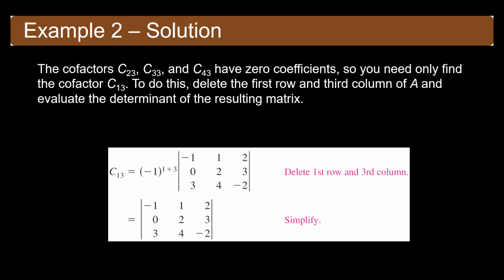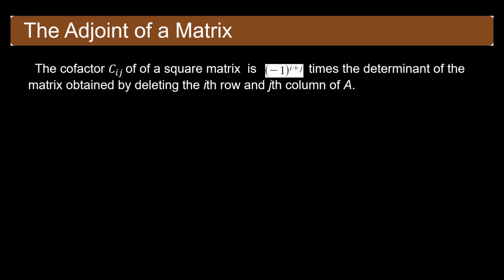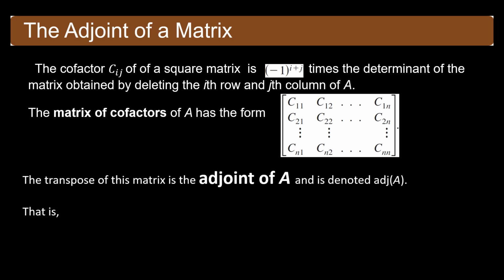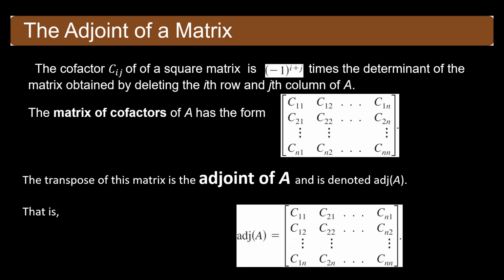And you can simplify that result and get the adjoint. The adjoint will be nothing but the transpose of the matrix of cofactors. The adjoint of a matrix is the transpose of the matrix of cofactors. Since I have the matrix of cofactors as C11, C12, etc., the transpose will be just changing the rows to columns and columns to rows. That will be your adjoint matrix.